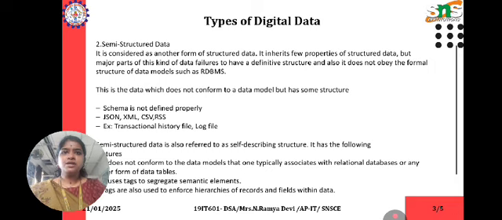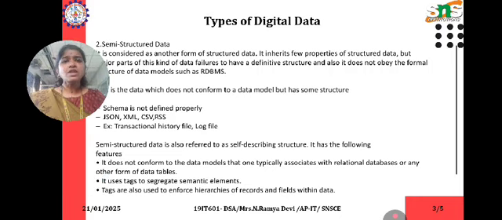Semi-structured data is also referred to as a self-describing structure. It has the following characteristics. It does not conform to the data models that one typically associates with relational databases or any other forms of data tables. It uses tags to segregate semantic elements. Tags are also used to enforce hierarchies of records and fields within the data. These are some examples of semi-structured data, which can be used for processing information by eliminating the unwanted data in it. CSV, RSS and JSON files are some examples.